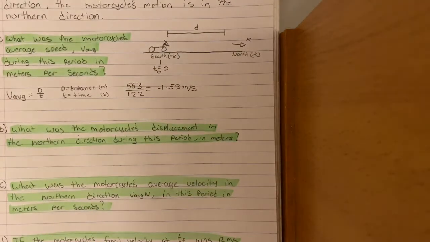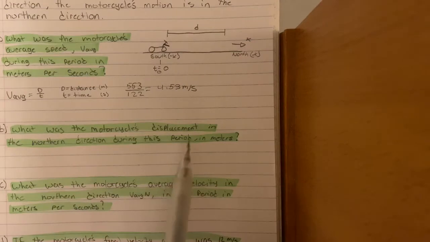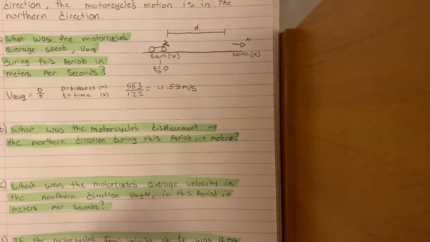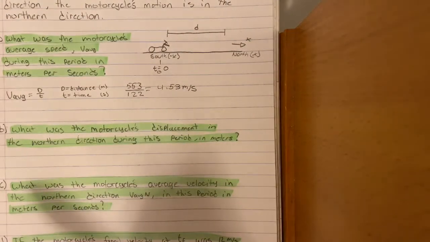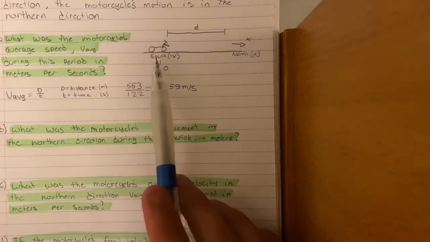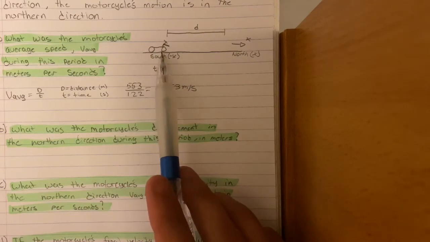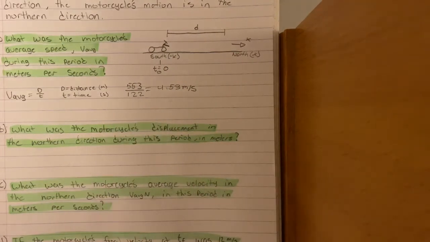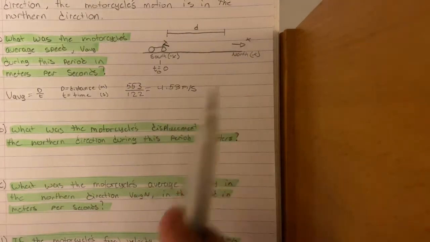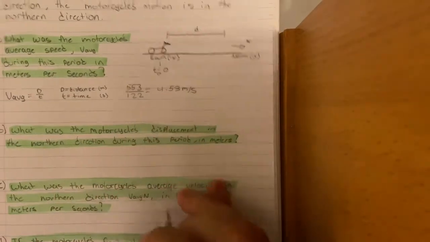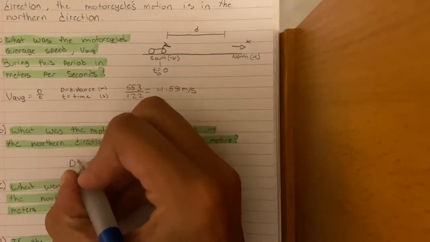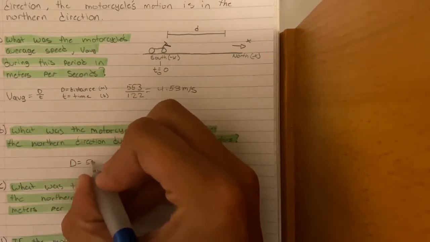Then we move on to question B, and this wants to know what was the motorcycle's displacement in the northern direction during this period in meters. And displacement is like the distance traveled from the start position. And so we know that the motorcycle traveled 553 meters in the northern direction, so therefore the displacement equals 553 meters.